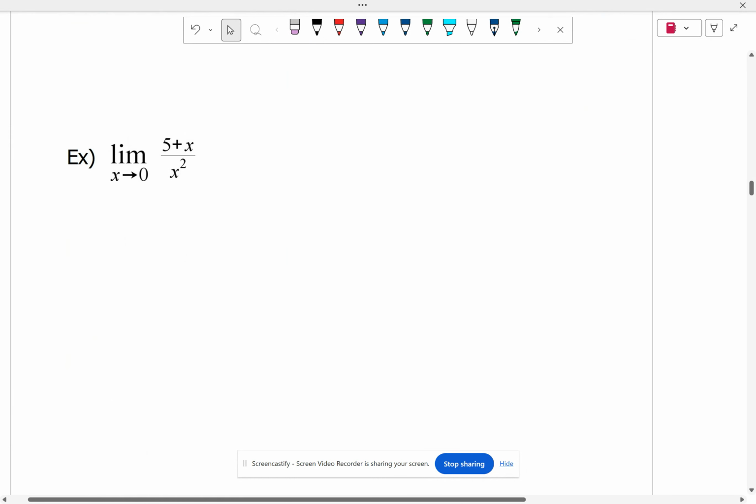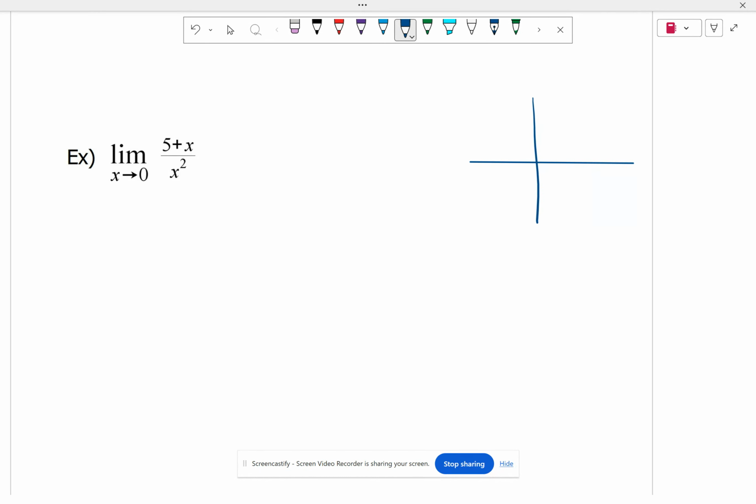Now, in this example, we're going to do the same process. What's happening to the function as x approaches 0? We know that if I plug in 0, I get 5 plus 0 over 0 squared, which is 5 divided by 0. So that implies that we have another vertical asymptote. So at 0, we have an asymptote. The question is, is it going to positive infinity or negative infinity? So we're going to look at the limit from the left and from the right.